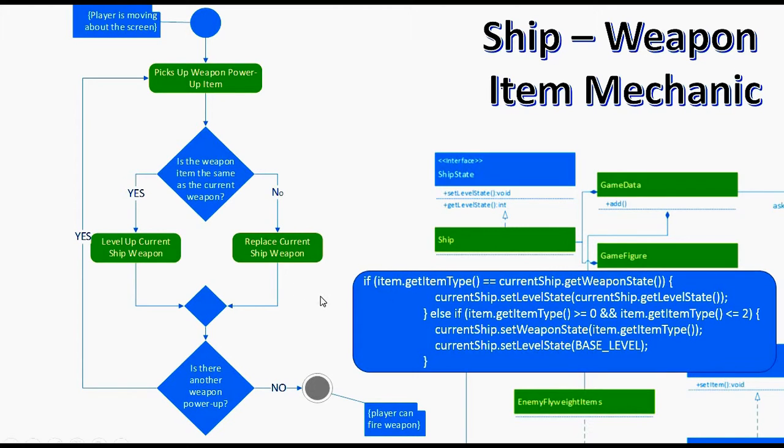And here's the logic of what's actually happening here. So it checks to see if it's the same. If it is the same, it calls this set level state, which increments it to the next level. If it's not the same, and the items are these specific weapon level up items, then it gets changed to the new item type and to the base level.